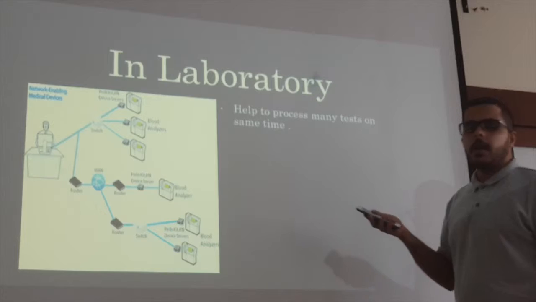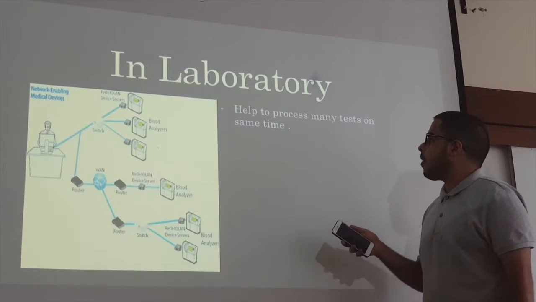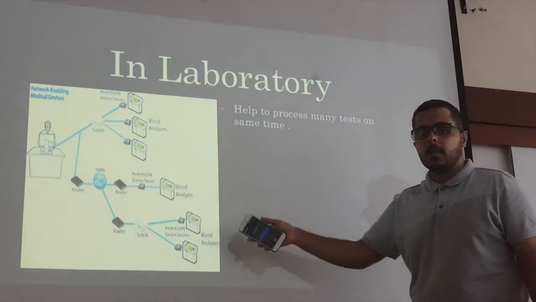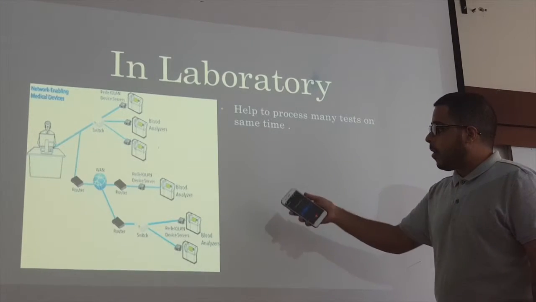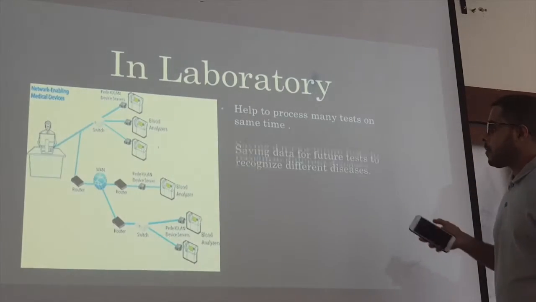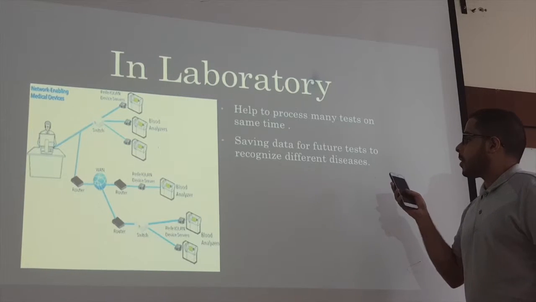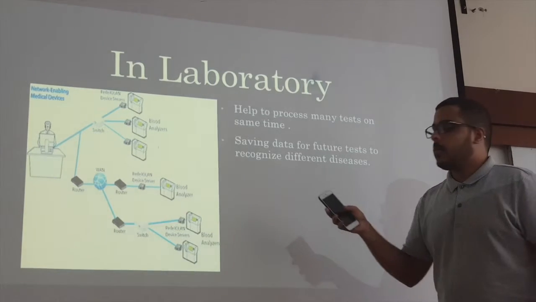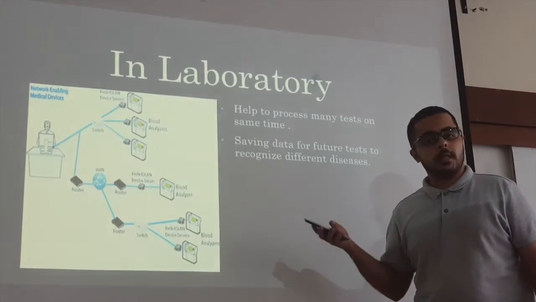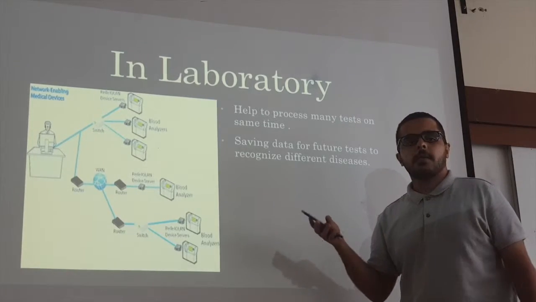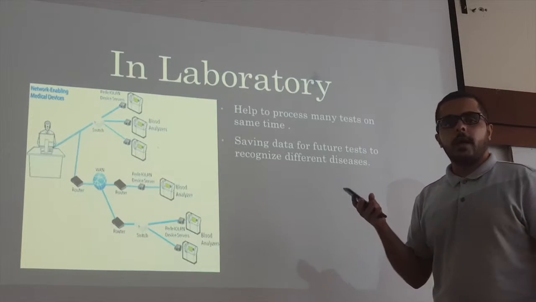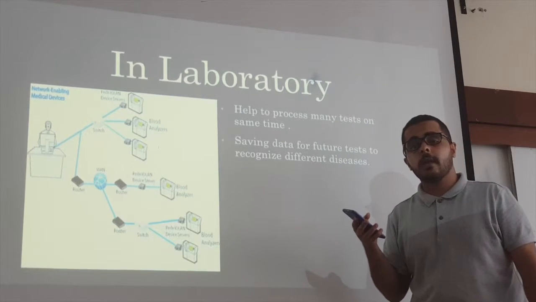Laboratory, okay, we have so many purposes in the laboratory, but we come to some of it. How to process many tests at the same time, as we see here in the picture. There are so many tests running, and all get a result at the same time, all operating at the same time. So save data for future tests to recognize different diseases, which, as my friend said, is about artificial intelligence, which is one of the features that high performance has. It helps to get a previous test, like a blood test, that has been done earlier.